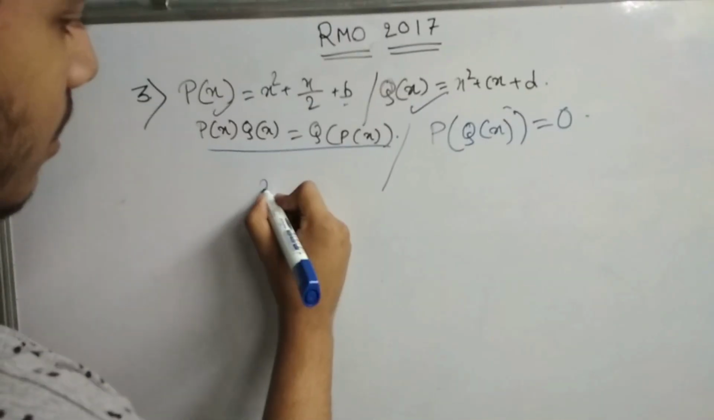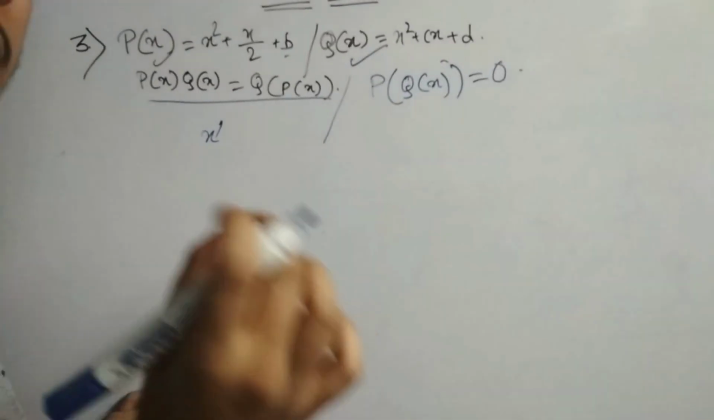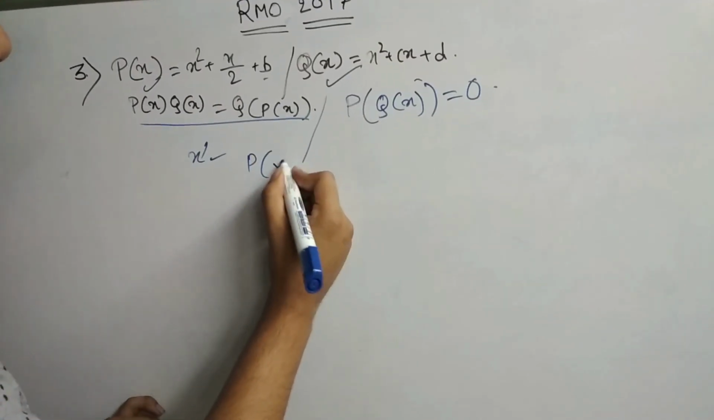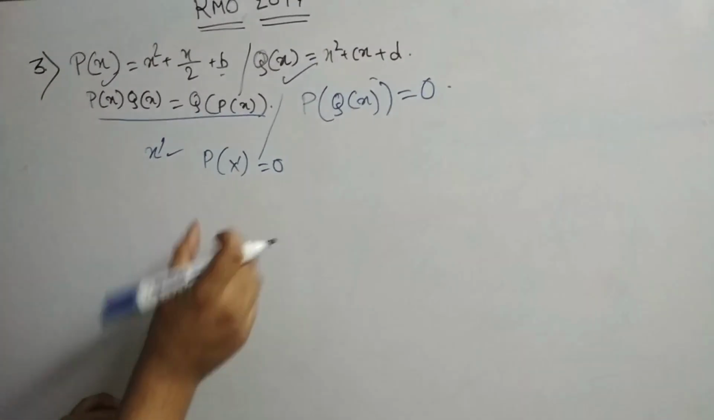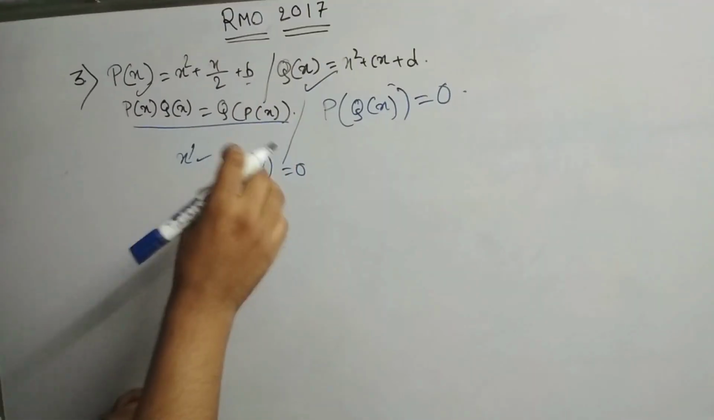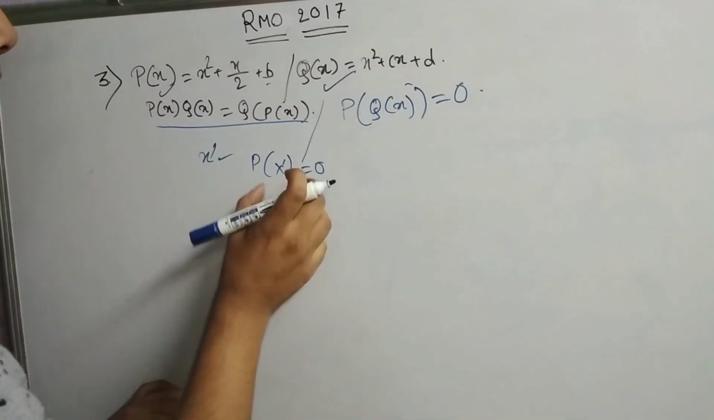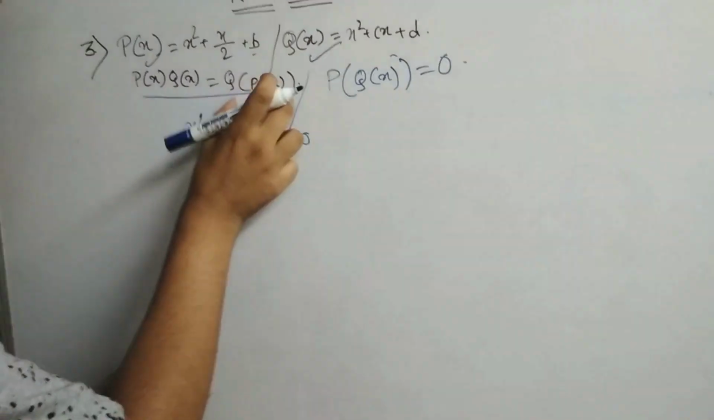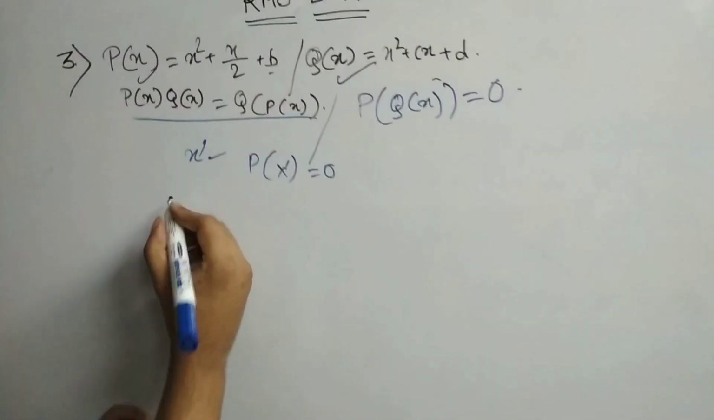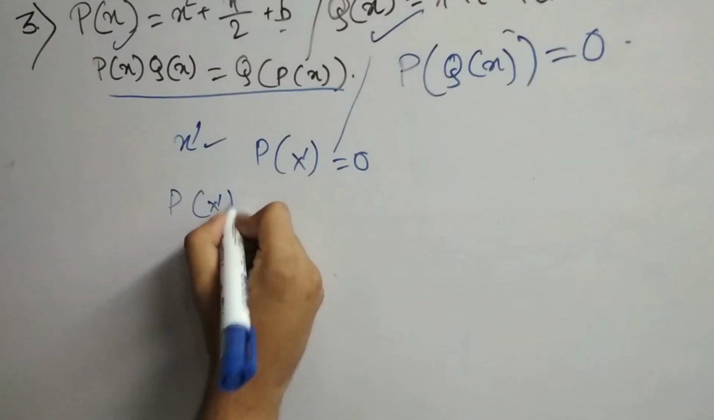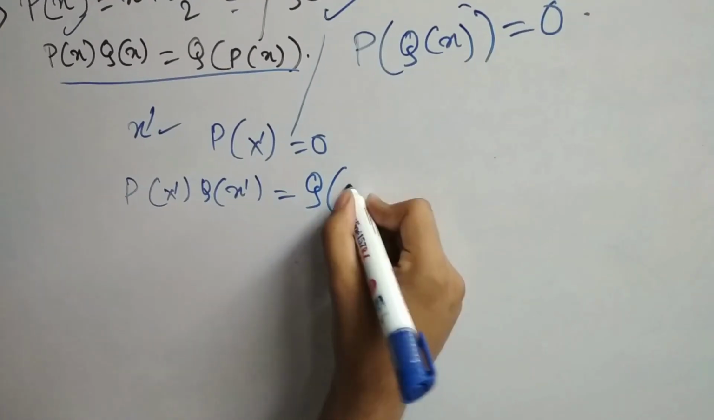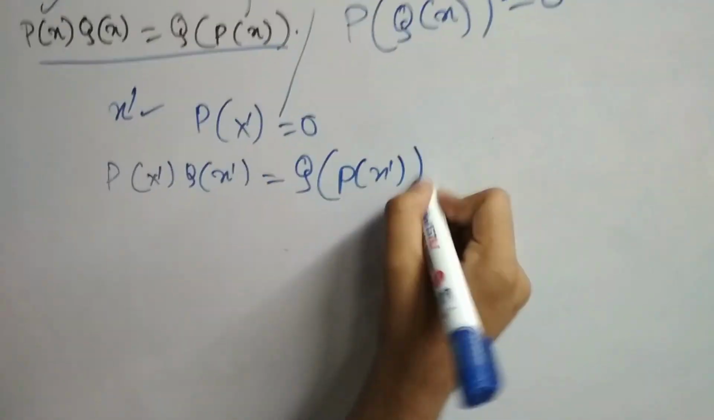Since there is such an x', if we take such x' such that P(x') is 0, we can take such x' because x is ranging over all the real numbers. So if we put x' in this one, because this is an identity, because it is written that it is valid for all real x, that will give us P(x') Q(x') = Q(P(x')).